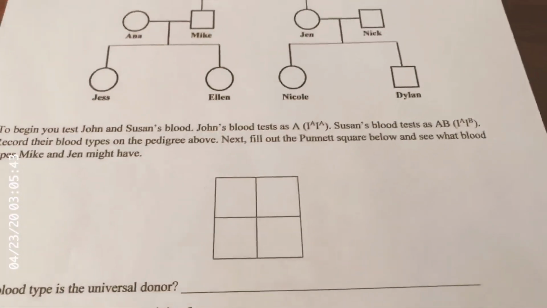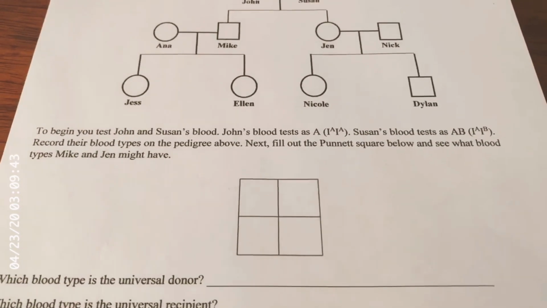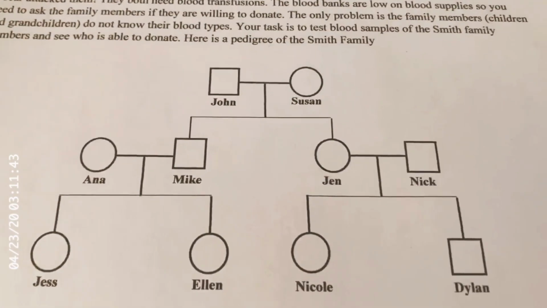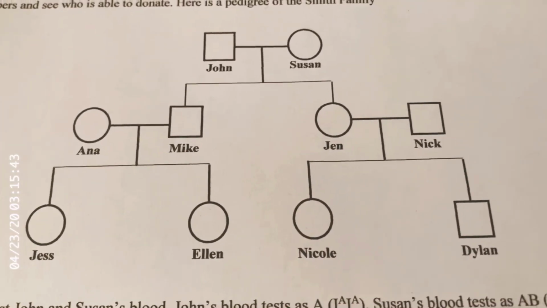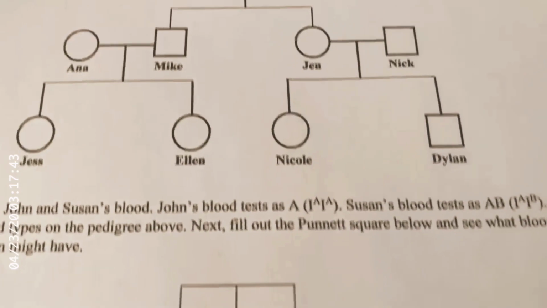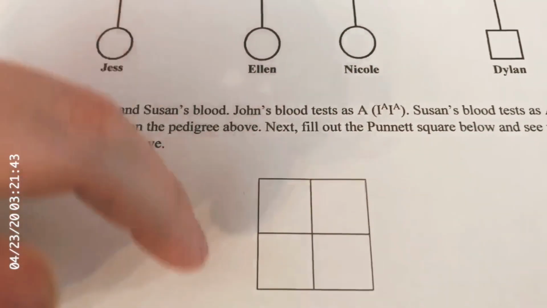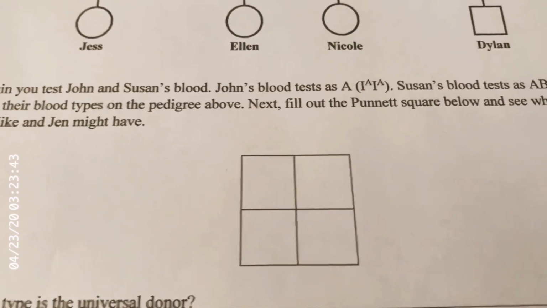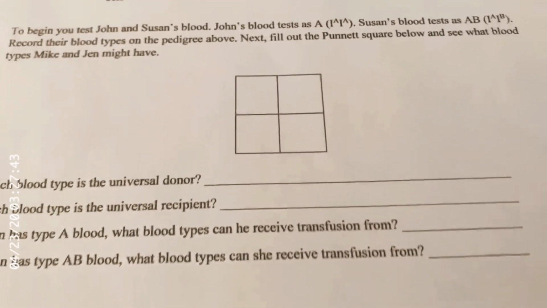And then the other thing you're going to do is fill in the Punnett square below and see what blood types Mike and Jen might have. Because Mike and Jen are the children of John and Susan, there's only a few blood types that they'll be able to have because John is A and Susan is AB. So remember to use your eyes in your Punnett square and go ahead and fill that in, like always, to see what the options are for the children of John and Susan.